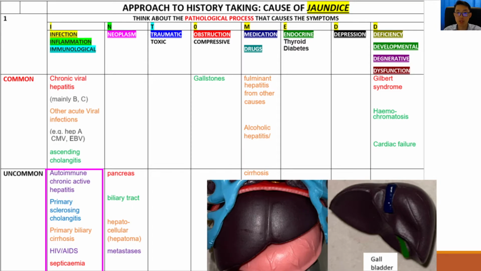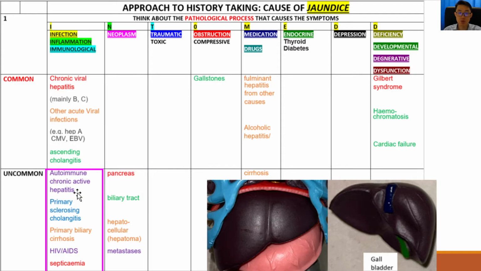Next, we move to the less common causes of jaundice. First, we have the uncommon autoimmune or inflammatory causes. In autoimmune chronic active hepatitis, there is chronic liver inflammation secondary to attack by the white blood cells, which are attacking the liver cells because of impaired immune regulation.